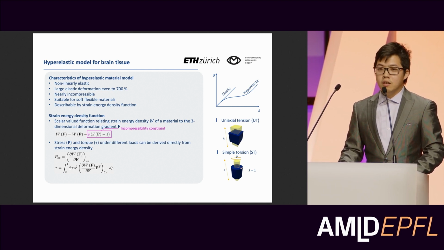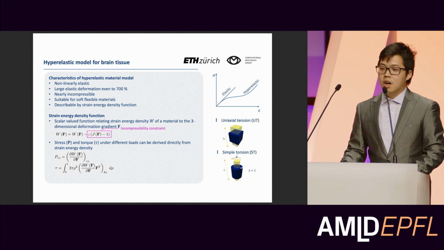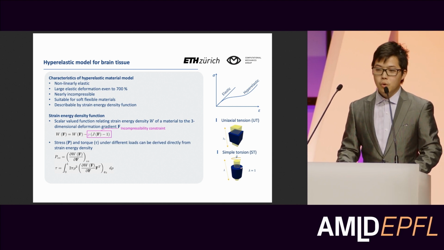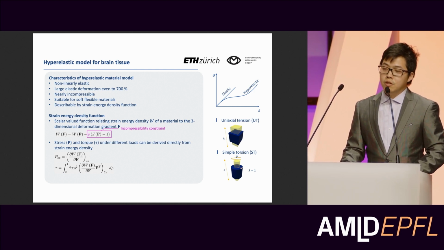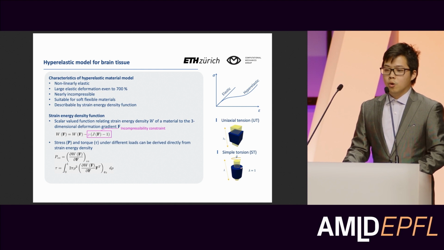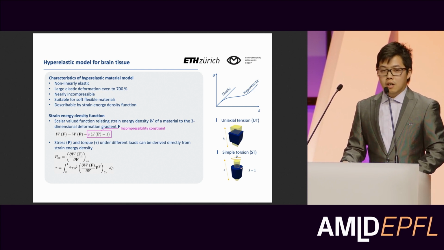So now let's talk about what a strain energy density function is. It is a scalar-valued function which describes the stored energy under translatory or rotational displacement. It is a function of the deformation gradient. We can calculate physical quantities like the stress, which is the derivative of this quantity with respect to the deformation gradient, and also the torque, as an integration over the radius, which is not homogeneous.